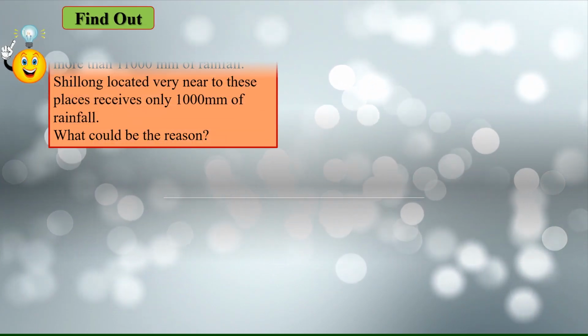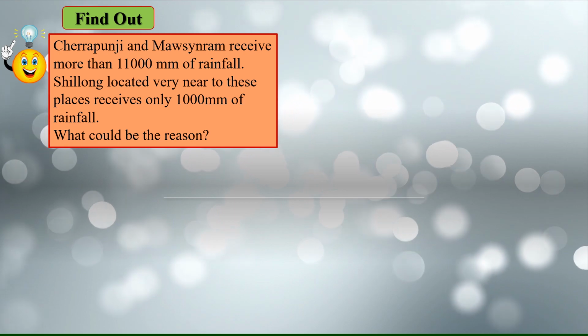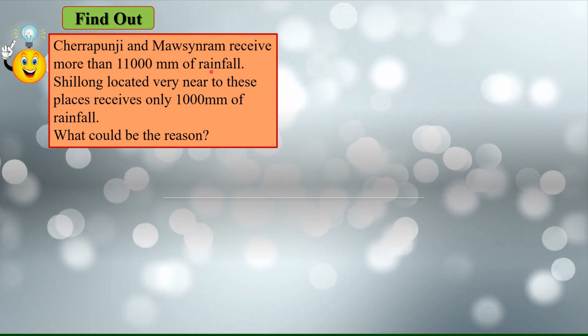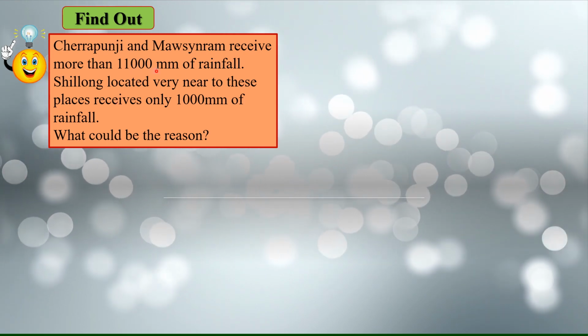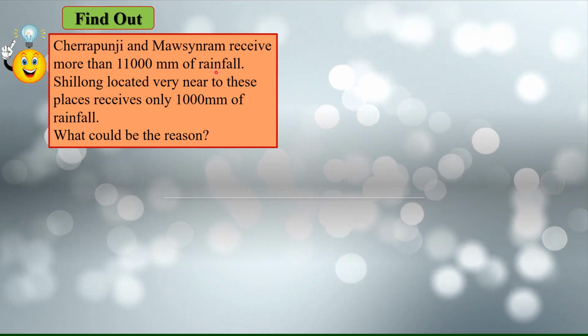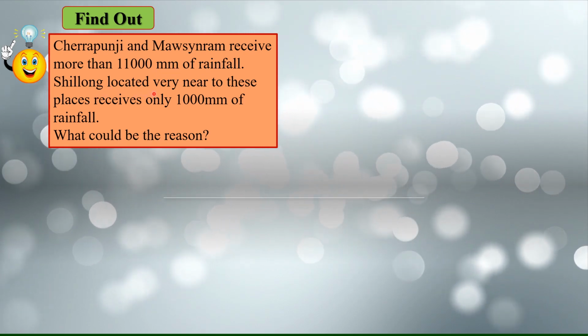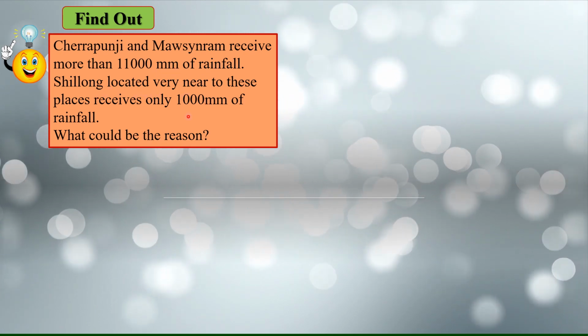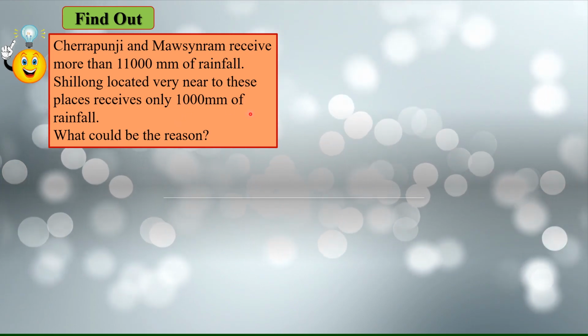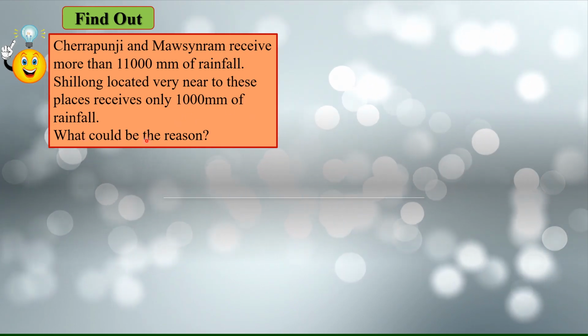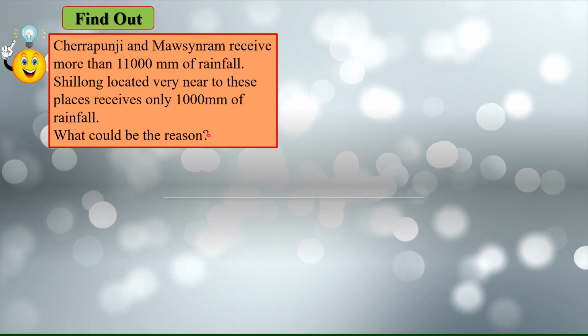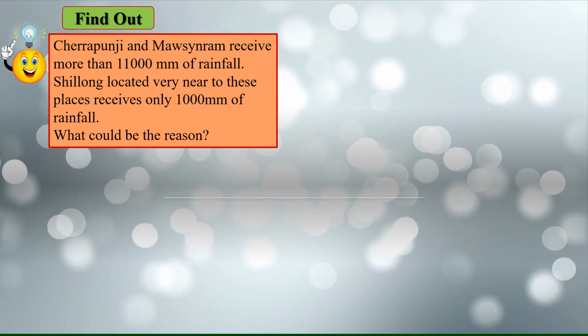We now move on to the last question on page number 31, where they've asked: Cherrapunji and Mawsynram receive more than 11,000 millimeters of rainfall. Shillong, which is located very near to these places, receives only 1000 millimeters of rainfall. Now, what could be the reason behind it? I've just given you a simple explanation.